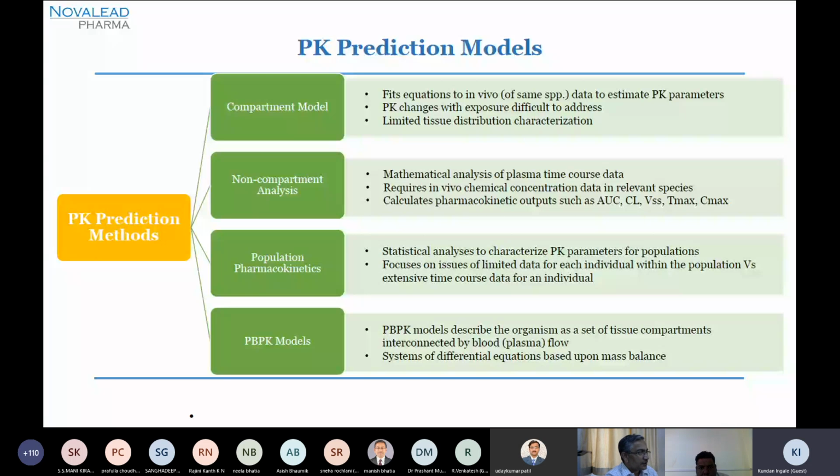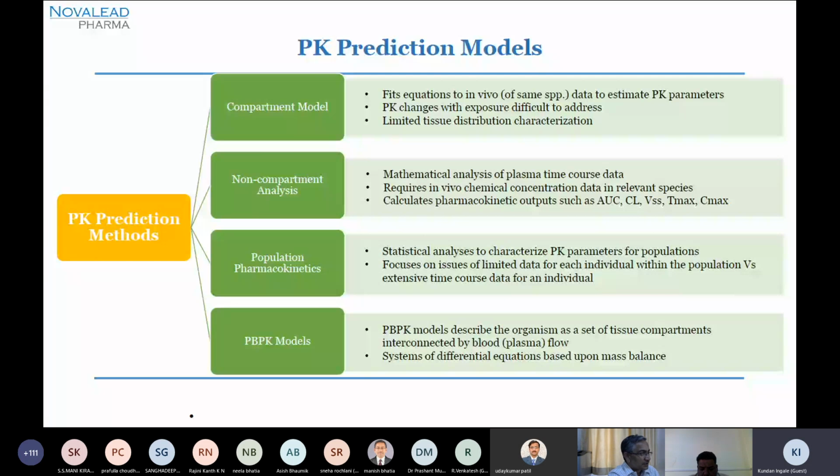So population pharmacokinetics is a very interesting approach for pharmacokinetic prediction, where using limited data, or you can say extensive data, you can map the pharmacokinetics to a huge population. This is very useful when it comes to predicting the clinical response of a drug molecule in wider populations. These populations could be restricted to a local area, let's say Indian population, or Japanese population, Chinese population, white population, and so on. It can also be used across all these different populations.